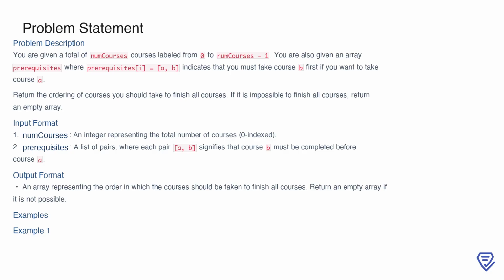Your task is to return an array that represents the correct order in which these courses can be taken to finish them all. If it's not possible to complete all courses due to contradictory prerequisites, you should return an empty array. The input consists of two parts, numCourses, an integer representing the total number of courses, and prerequisites, a list of pairs specifying the dependency relationships between courses. The output should be an array that satisfies all prerequisites or is empty if no valid order exists.